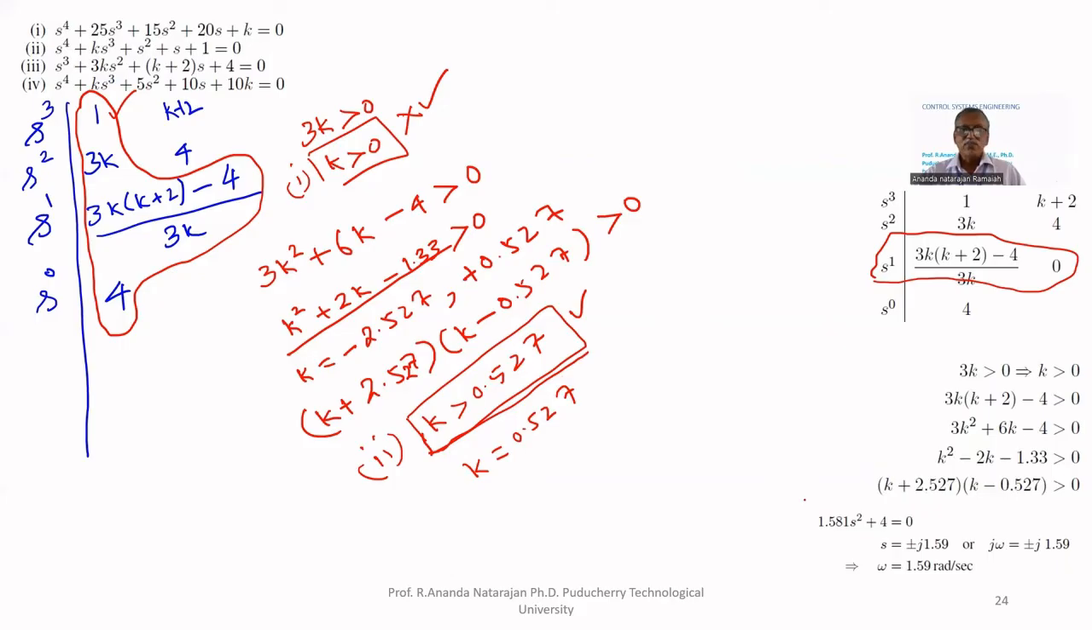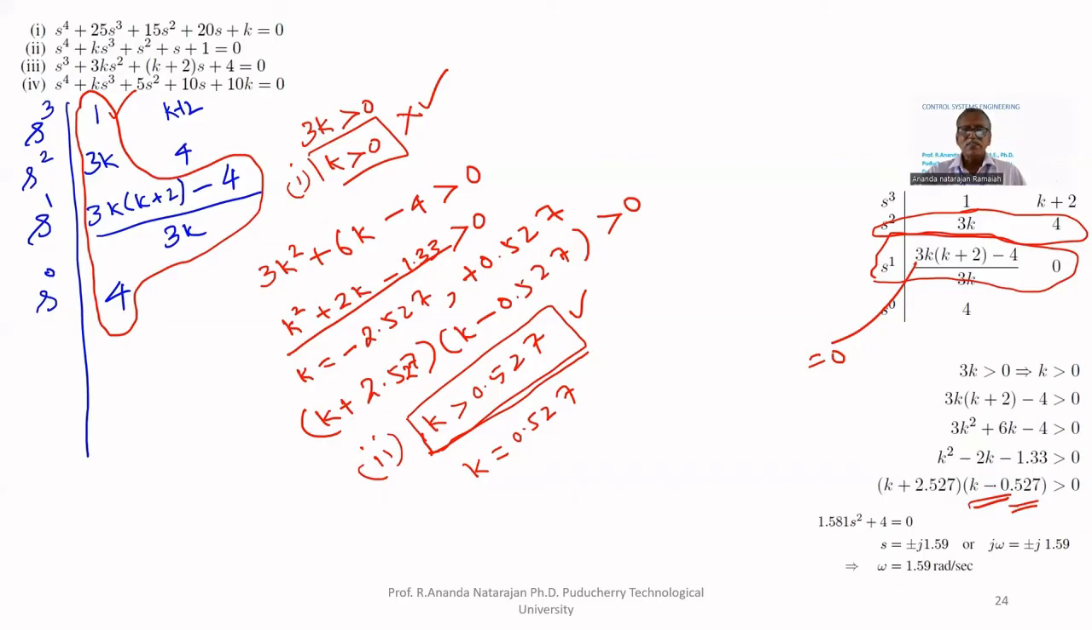If K is equal to 0.527 and you substitute it here, this becomes 0. It means the S^1 row becomes 0. Therefore, this gives the auxiliary equation, so we can find the roots on the j-omega axis by using that. Are you able to follow? If the S^1 row becomes 0, for what value does this become 0?